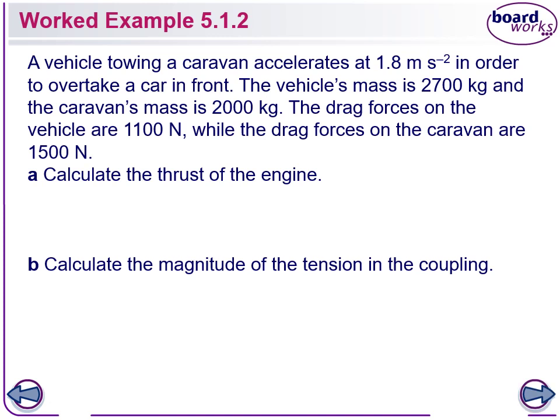A vehicle towing a caravan accelerates at 1.8 meters per second squared in order to overtake a car in front. The vehicle's mass is 2,700 kilograms and the caravan's mass is 2,000 kilograms. The drag forces on the vehicle are 1,100 newtons, while the drag forces on the caravan are 1,500 newtons. A, calculate the thrust of the engine.